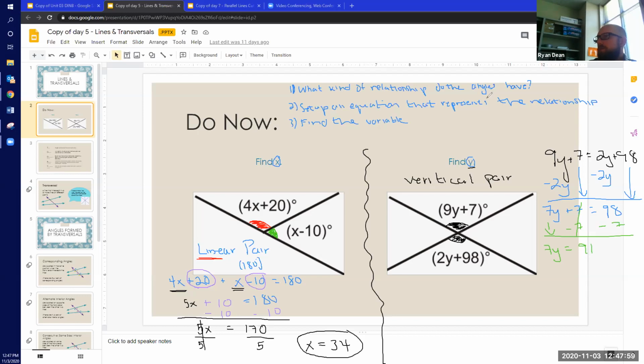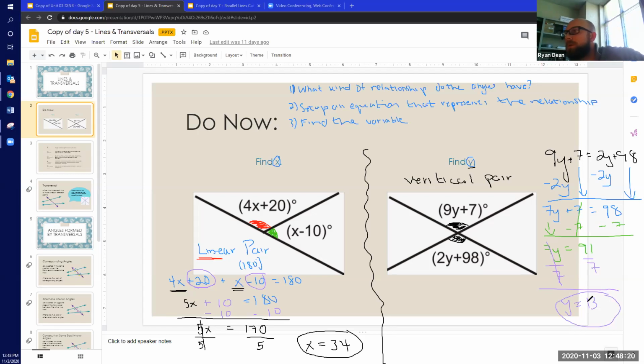The last step for this problem, get rid of the 7, so that way we get 1y by itself. So I divide by 7 on both sides. We end up with y is equal to 13.